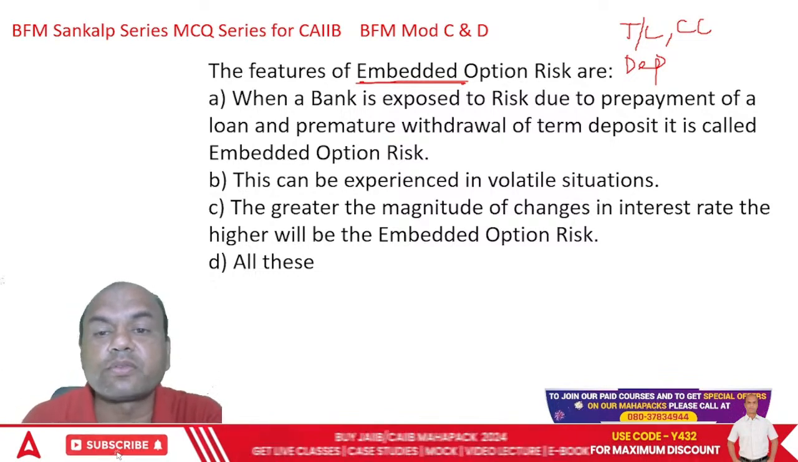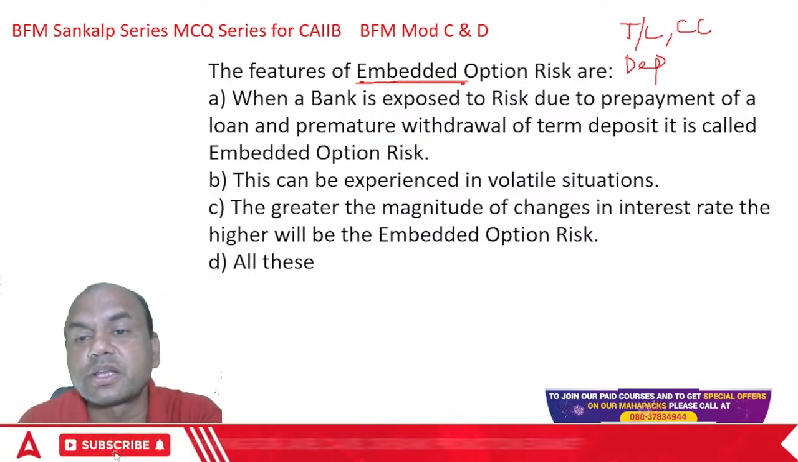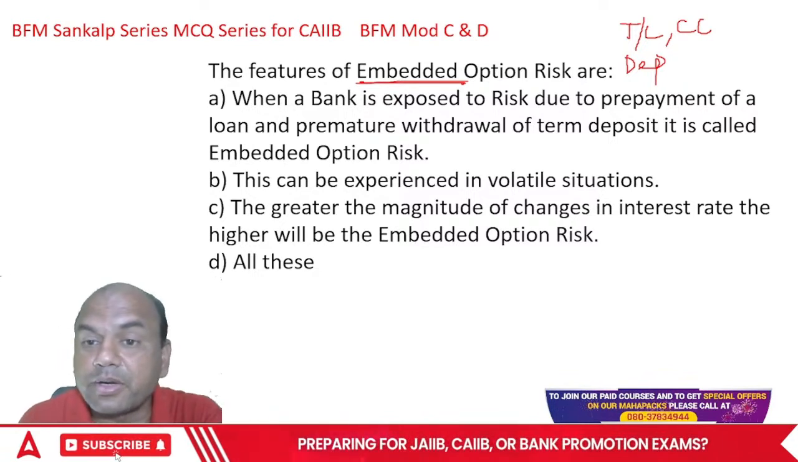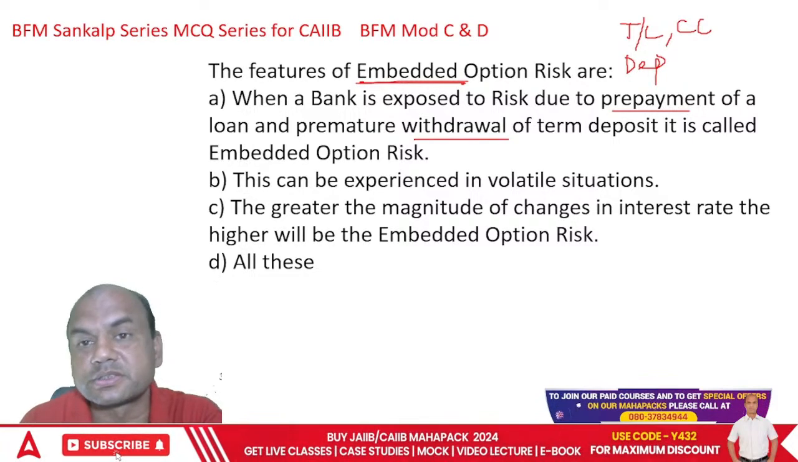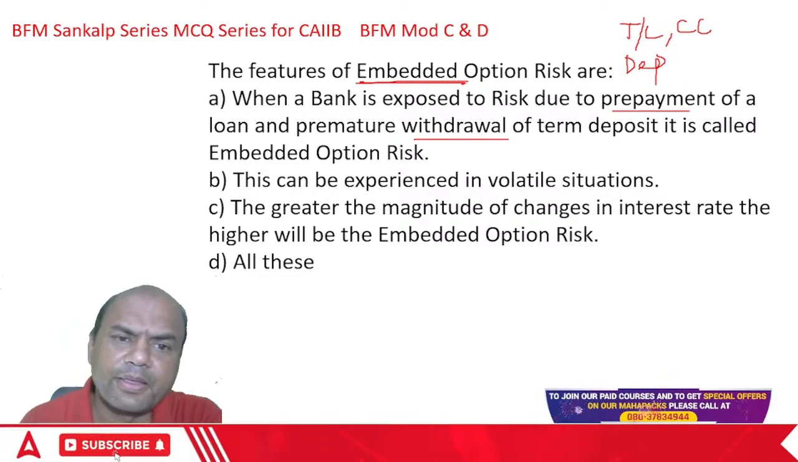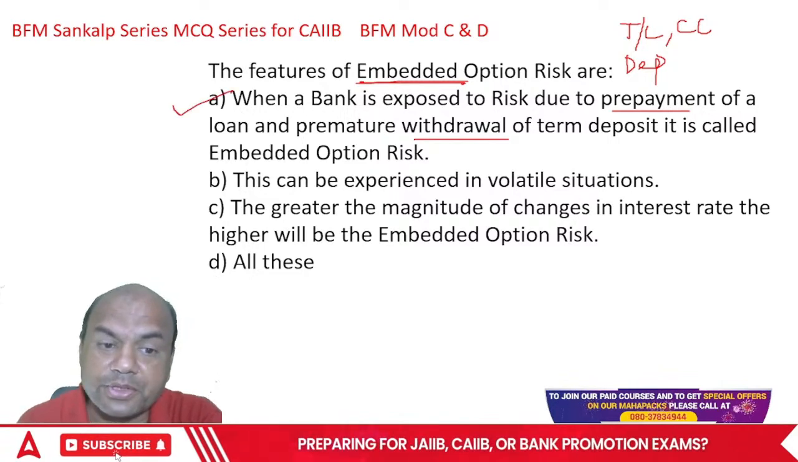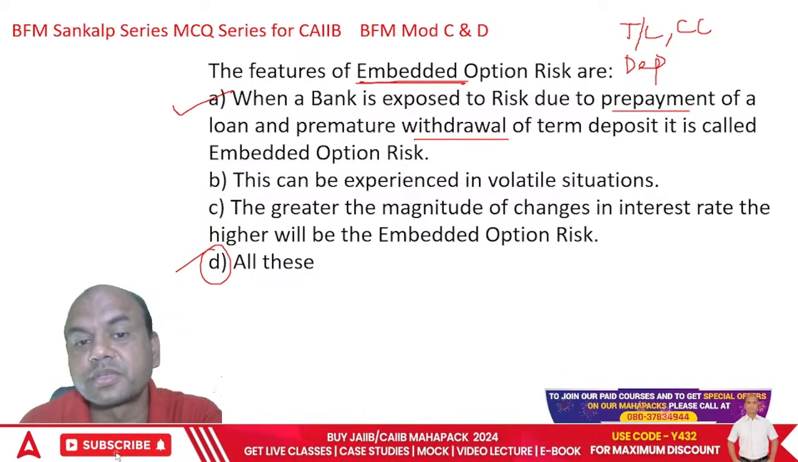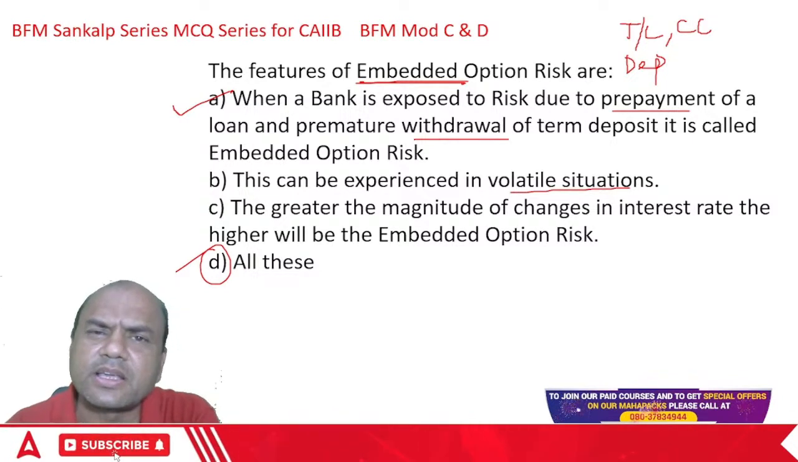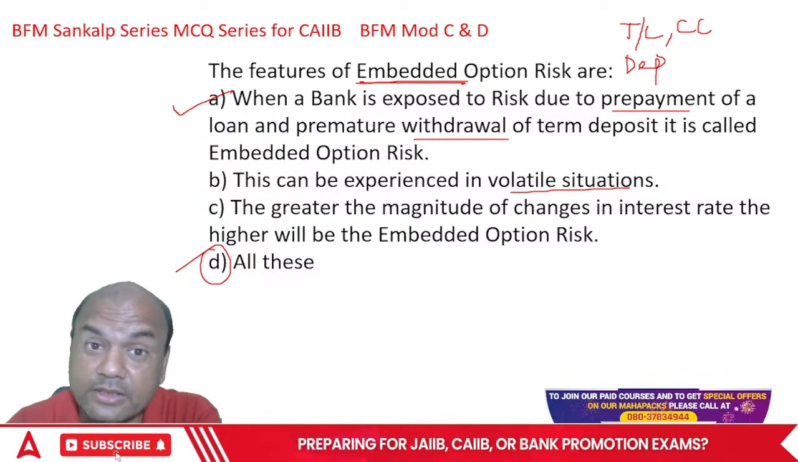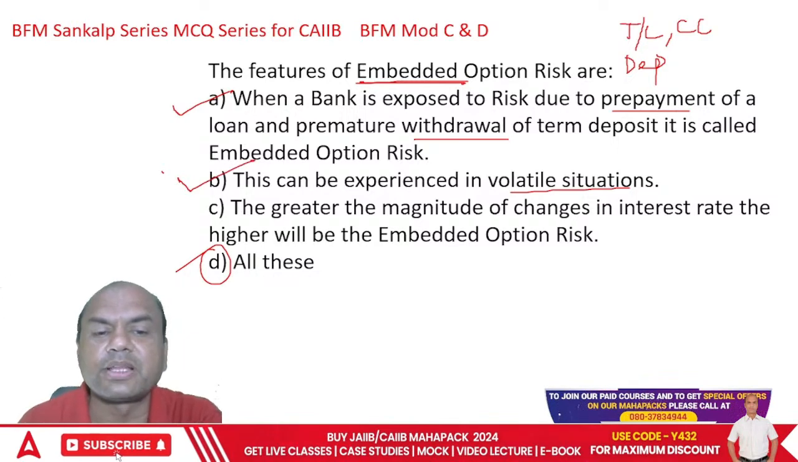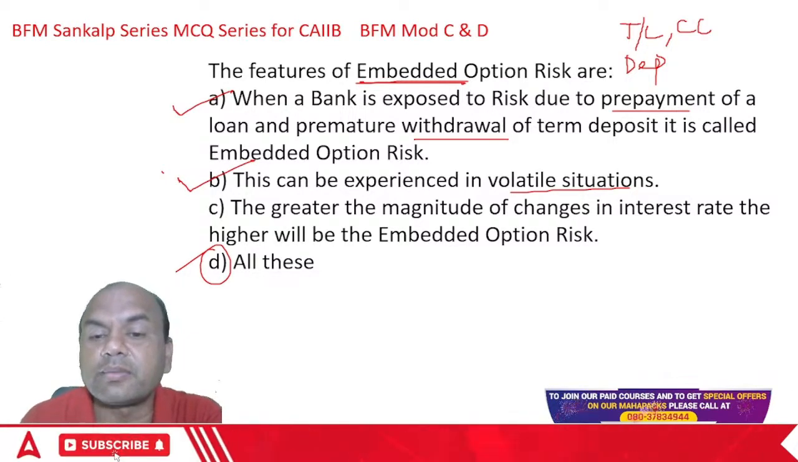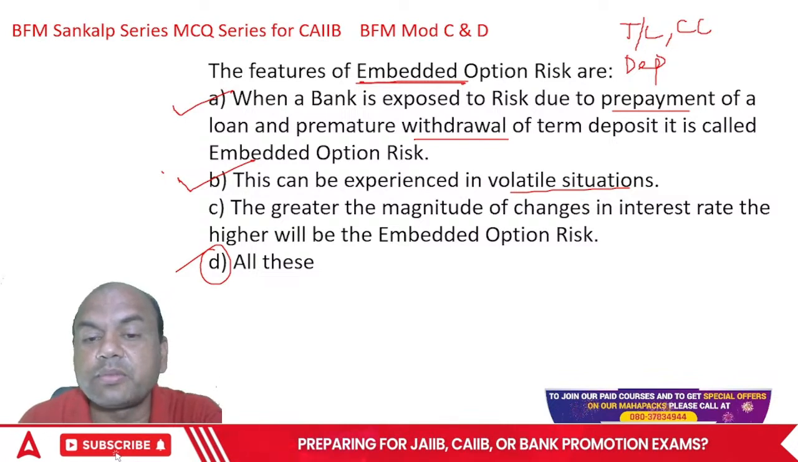So which are the features of embedded option risk? When the bank is exposed to the risk due to prepayment of loan or premature withdrawal of term deposit, it is called embedded option risk. Just now I told you, same, right? So A is the answer, but there's an option of all of these also. Check this now. This can be experienced in volatile situations. Volatile means too much changing rate of interest. This generally happens in volatile. So B is also the answer. So obviously now D will be the answer. C is true. The greater the magnitude of the changes in the interest rate, the higher will be the embedded option risk.